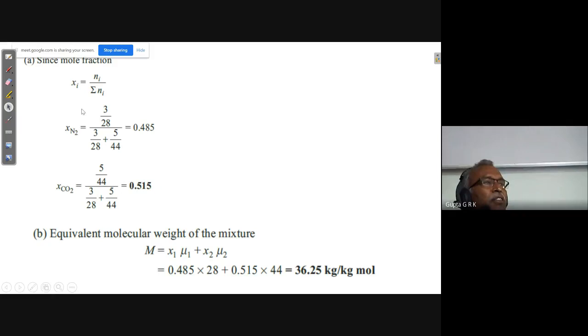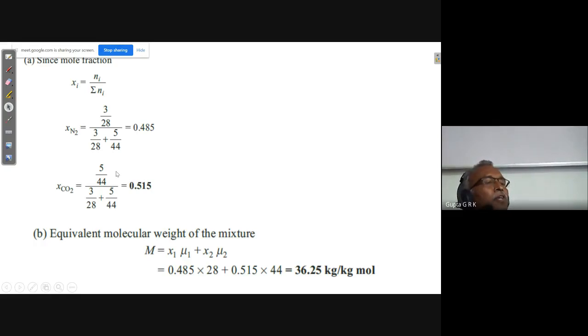These are mole fractions. Okay, so Ni by sigma Ni, and so for nitrogen it is 3 by 28, and the total number of moles is 3 by 28 plus 5 by 44. This is the mole fraction of nitrogen. And the mole fraction of carbon dioxide, because this is 5 kgs, is 5 by 44 divided by (3 by 28 plus 5 by 44). If you add these two, you can see that the total will be 1. So this is the way we get the mole fractions.